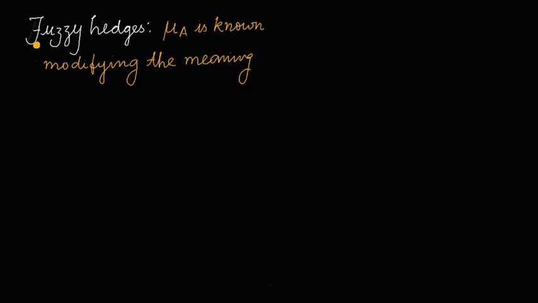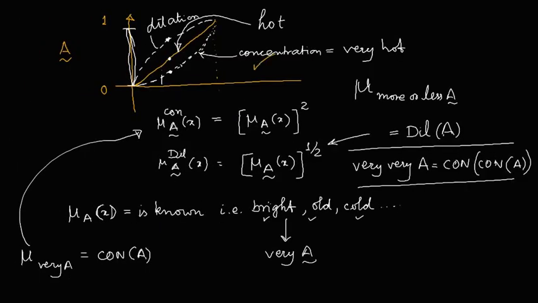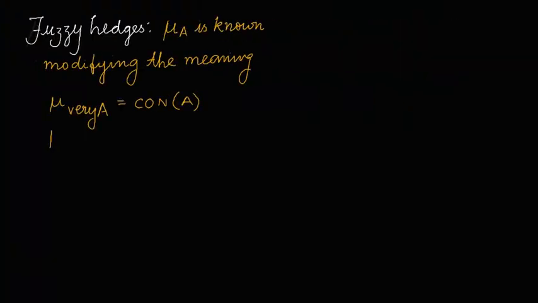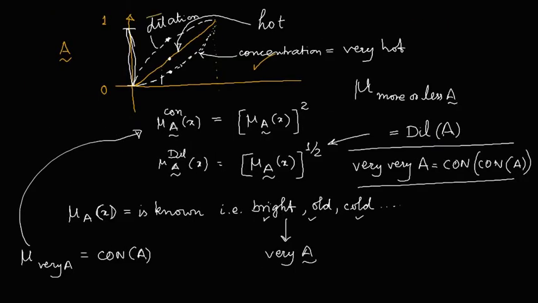So in this we have seen that if mu A is given, then mu very A will be equal to con A, where con A stands for concentration, this process which we have seen earlier. Similarly, mu more or less A is equal to dil A, where dil is dilation.